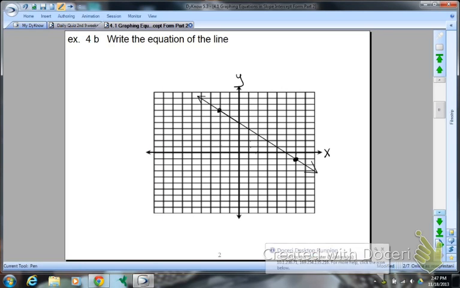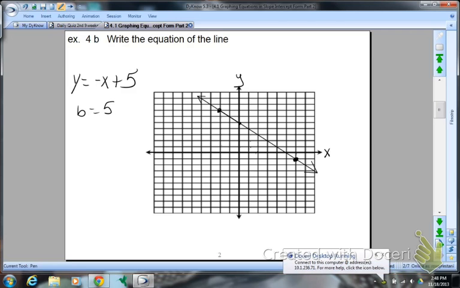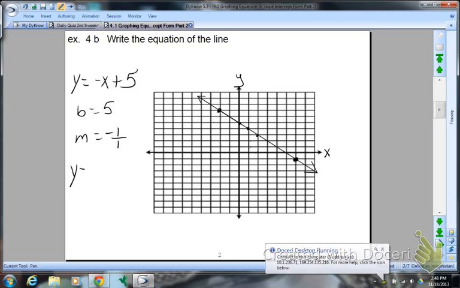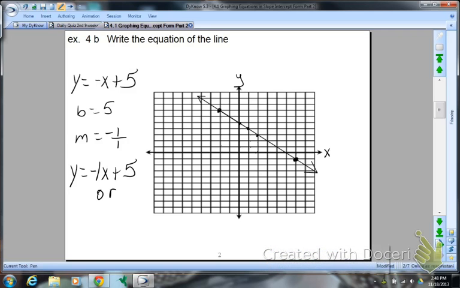Write what you think the equation of the line is for this graph. The y-intercept is 5, so b is 5. And for your slope, you went down 1, to the right 1, down 1, to the right 1. So your slope is -1 over 1, which we would just say is -1. So you can write y equals -1x plus 5. Or if you have a 1 for the coefficient, you don't have to write it: y equals -x plus 5. So you were correct.